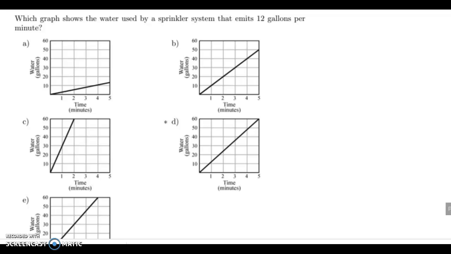Hi everybody, this is CR number 14, helper video number 1. It says, which graph shows the water used by a sprinkler system that emits 12 gallons per minute?